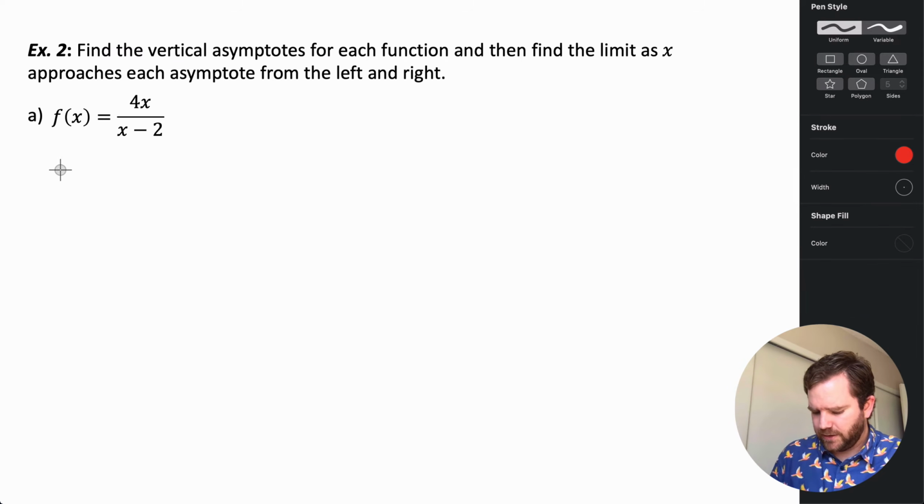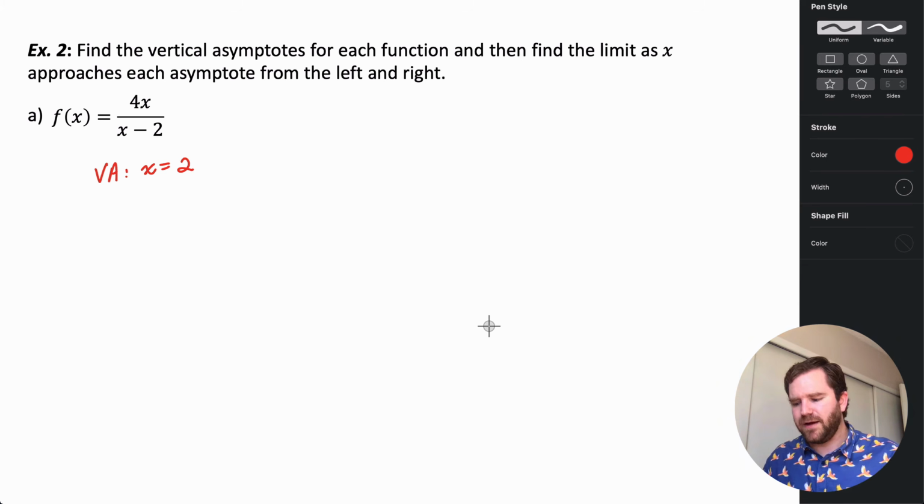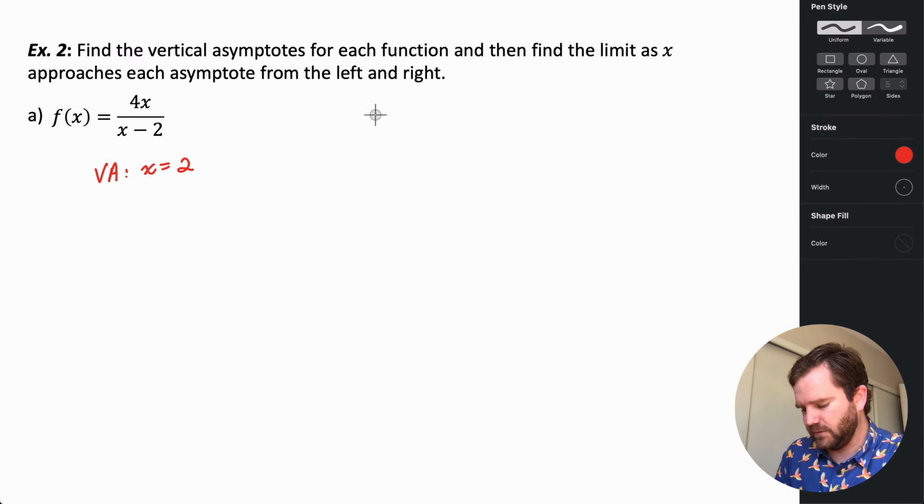And so I think I'm going to have, sorry, not the intercepts, about the asymptotes, what makes my denominator 0. So I think I'm going to have a vertical asymptote here at x equals 2, right? Because that makes my denominator 0. So to verify that it does in fact make a vertical asymptote, I have to look at my limits from the left and the right.